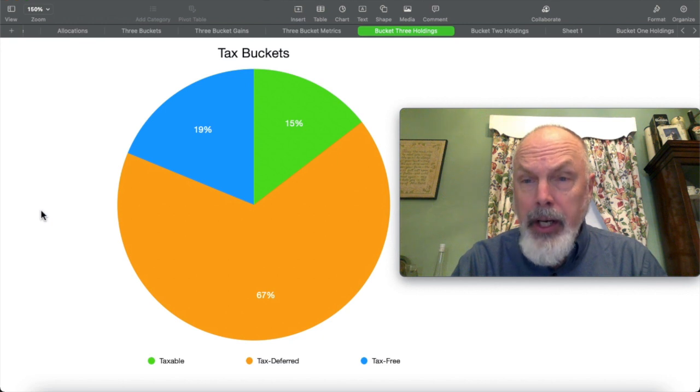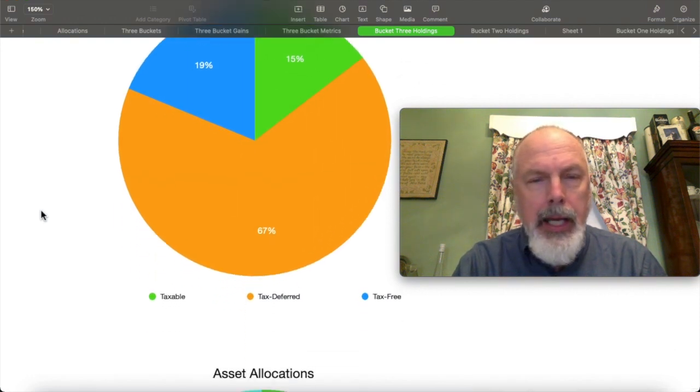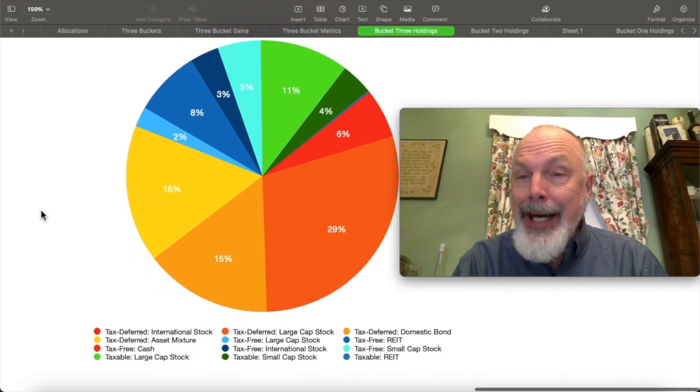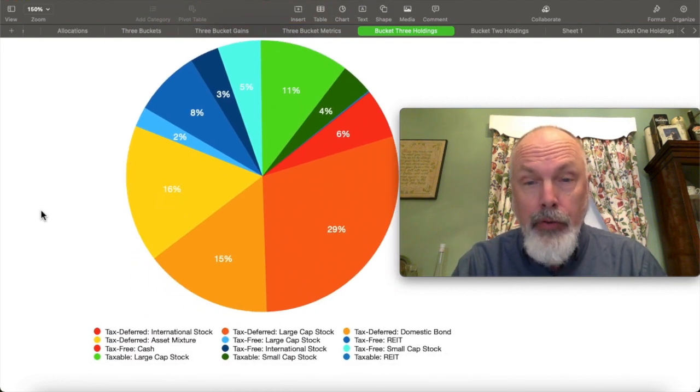The tax buckets in bucket 3 include about 67% of the assets in bucket 3 in the tax-deferred accounts. 19% of bucket 3 are tax-free Roth accounts, and 15% are taxable assets. Here's another way of looking at that same pie chart, breaking out asset allocations for those 3 different components.